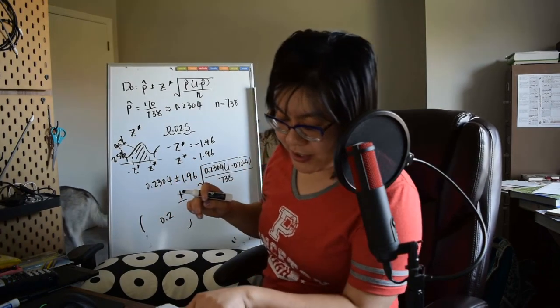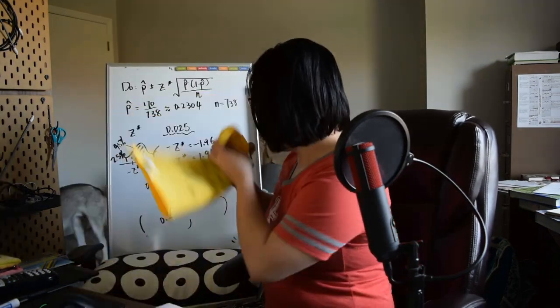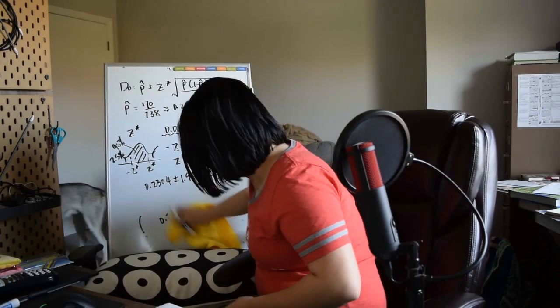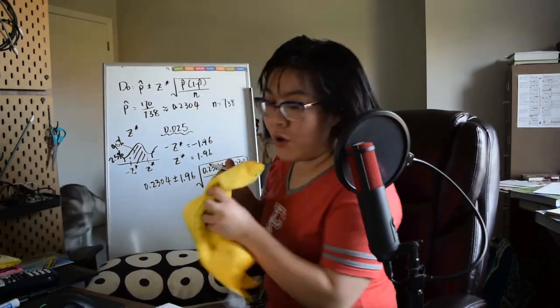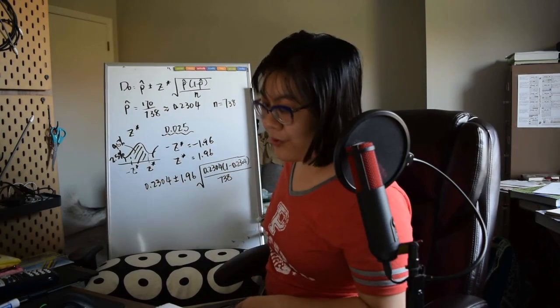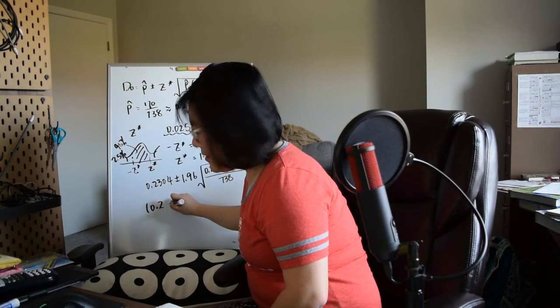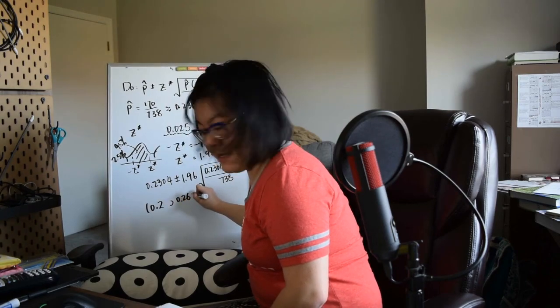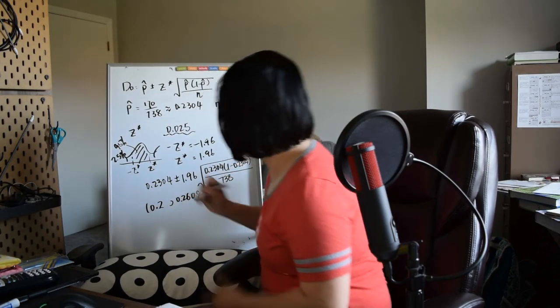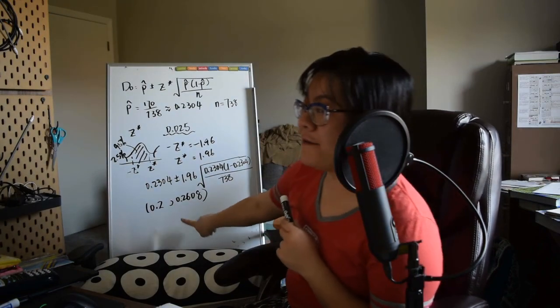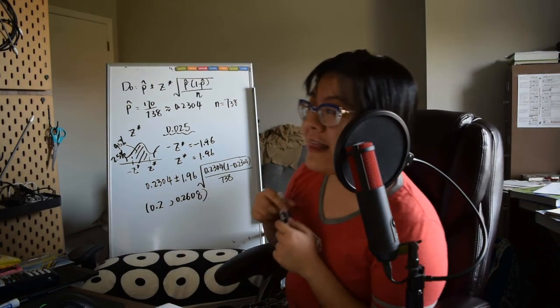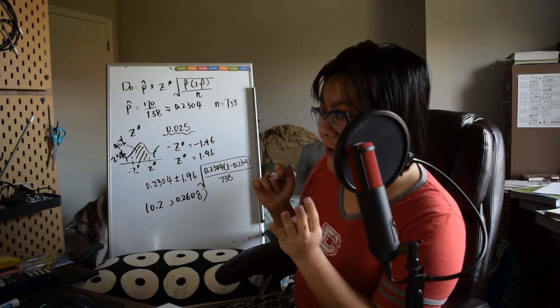and 0.2608. I don't have that much space, so I will just make it smaller. All you need to do is just plug in the whole thing in the calculator, okay? So you have 0.2 and 0.2608, right? So you got your confidence interval here. And this is our step 3. Then you're all done with step 3.